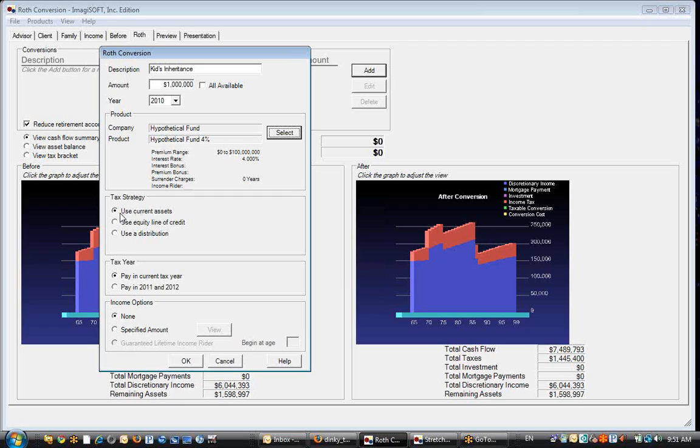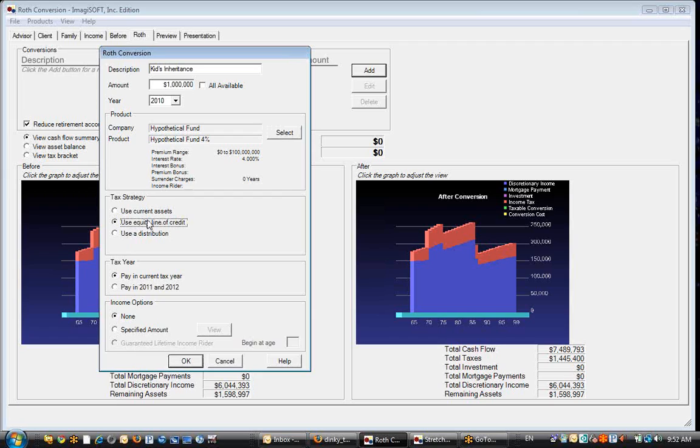Tax strategy: use their current assets. So we're going to pay out of that. That's the one you should use 95% of the time. You can use an equity line of credit, and you can use a part of the Roth, and that's what this one is right here. This is the equity line of credit.